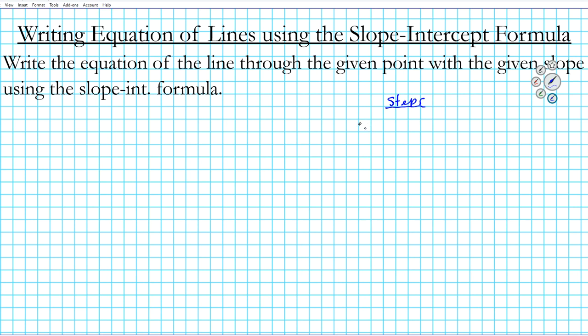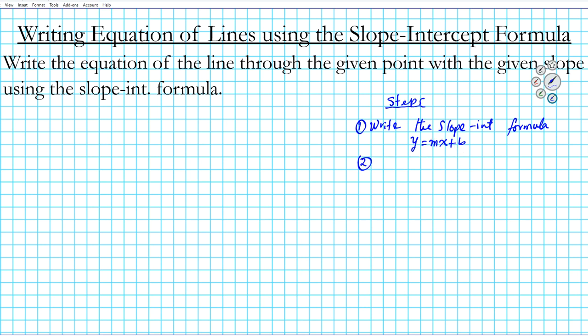First things first, you're going to write the slope-intercept formula, to avoid making mistakes. So the slope-intercept formula, as you already know, is y equals mx plus b. It's called slope-intercept formula because it tells you the slope m and the y-intercept b.